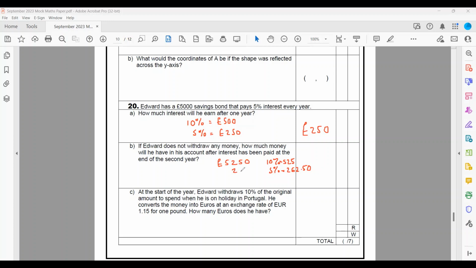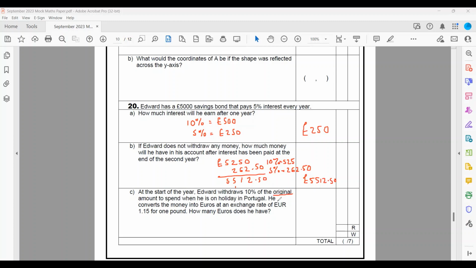So if we add 262.50 on here, we've got 0.50 and 2. 5 plus 6 is 11, carry 1. 2 plus 2 plus 1 is 5. And we've got there. So at the end of the second year, his balance will be £5,512.50.